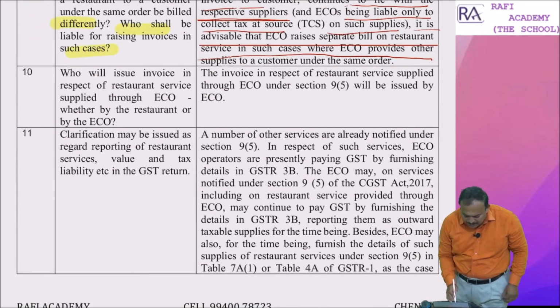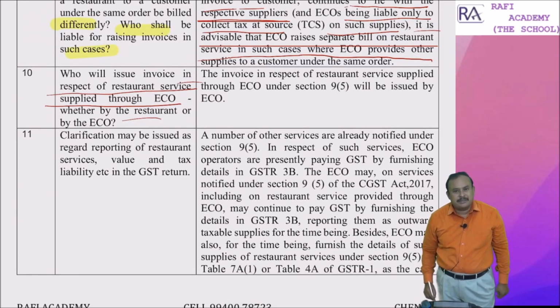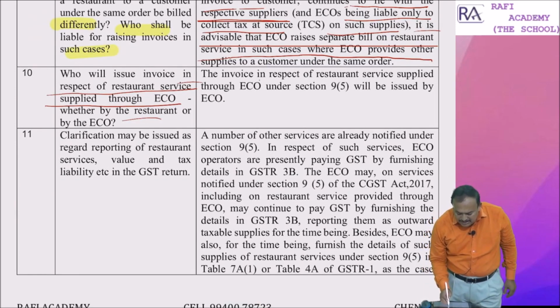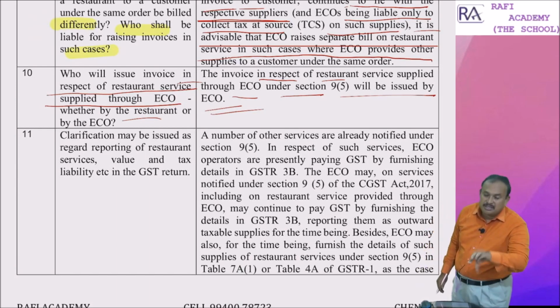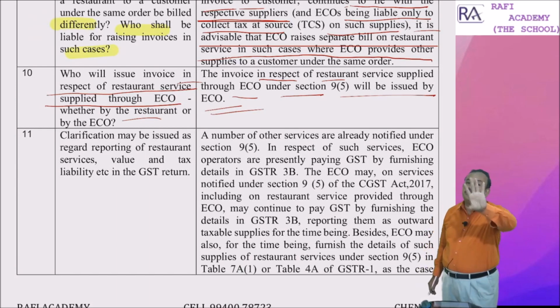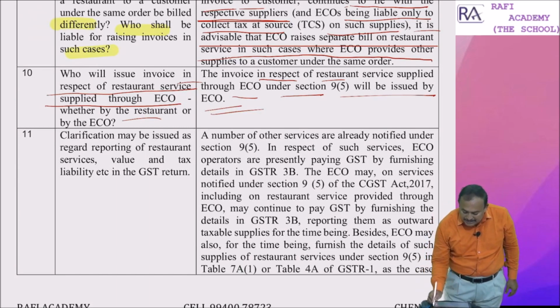Who will issue the invoice in respect of restaurant services supplied through the e-commerce operator, whether the restaurant or the e-commerce operator? The invoice in respect of such restaurant services supplied through the e-commerce operator under 9(5) will be issued by the e-commerce operator, because the e-commerce operator is liable to pay GST on restaurant services. Therefore, the e-commerce operator issues the invoice. That means I will present one simple example for your kind consideration. That will be more effective to make you understand.